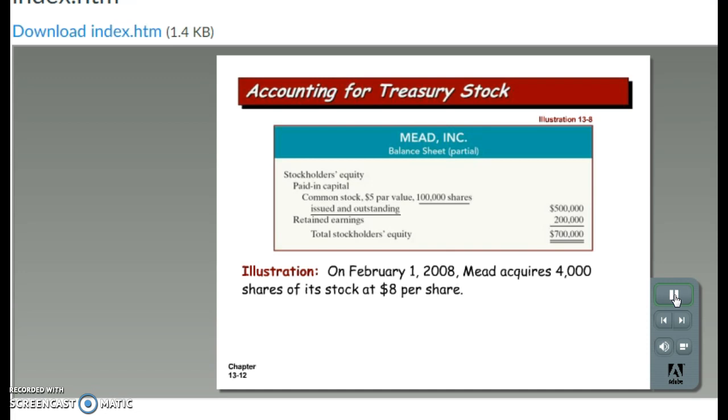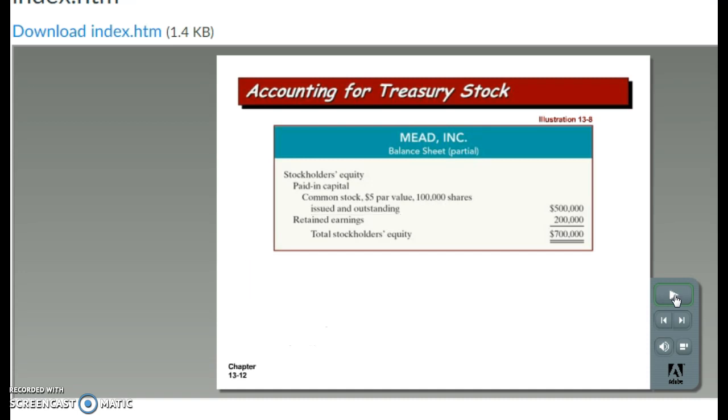If Meade acquires 4,000 shares of its stock for $8 per share, the journal entry on February 1 will reflect an increase in the contra stockholders' equity treasury stock account for $32,000, calculated by multiplying 4,000 shares by $8. The cash account is decreased or credited for $32,000 as well.